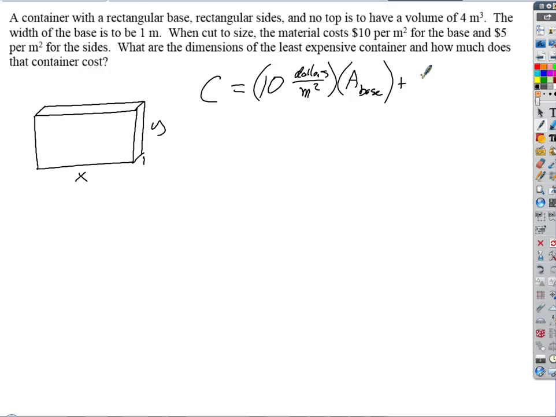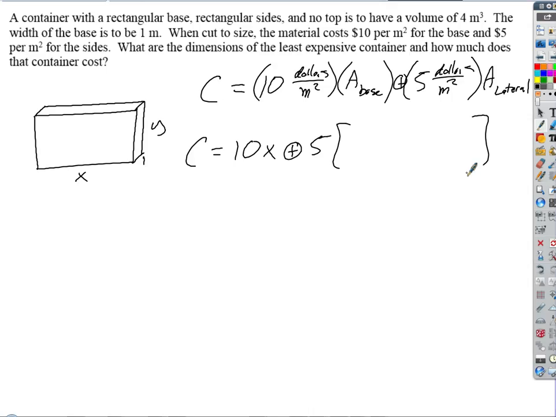We're going to get 5 dollars per unit area, per square meter, times the area of the sides, which I'll call the lateral area, right? Everybody see that? Okay, so then we can be more specific. We can ignore the units now. That's going to look like 10 times, what's the area of the base? X times 1, right? So it's just going to be 10x plus 5 times the area of the sides.